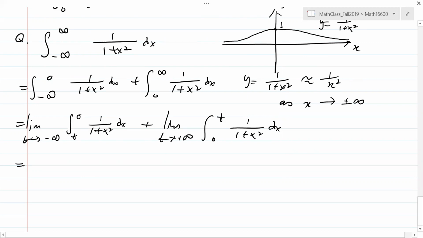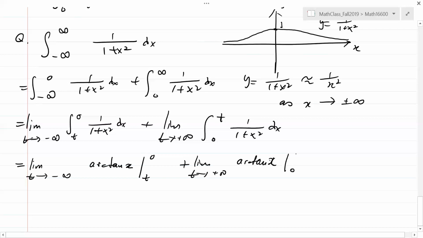Now the antiderivative of 1 over 1 plus x squared, I hope you remember, is arc tangent x. Then evaluate at t and zero. Here it's the same: arc tangent x from 0 to t. Arc tangent 0 is 0, so this term is just minus arc tangent t, and this term will be arc tangent t.